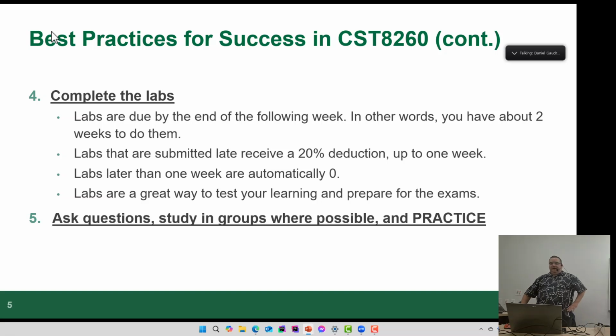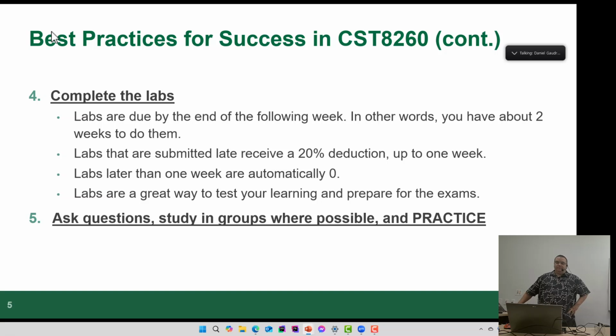Complete the labs. Labs are due by the end of the following week, roughly. Check the due dates in Brightspace. They're all in the calendar. I allow up to 1 week late with a 20% penalty. If you're 5 minutes late, I'm not going to take the 20%. If you're 24 hours late, at that point the 20% is going to kick in until the end of that week. If it's more than a week, you let me put in the easiest grade there is to do, it's 0. And no, I don't feel bad about giving people zeros if they don't do the work.